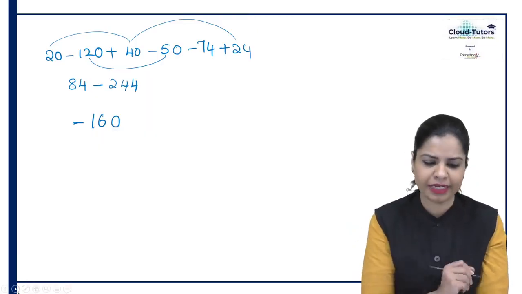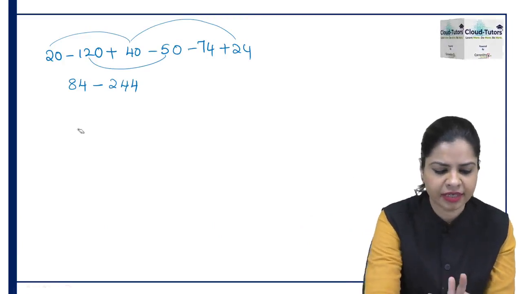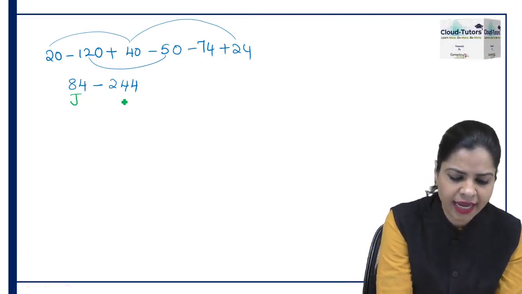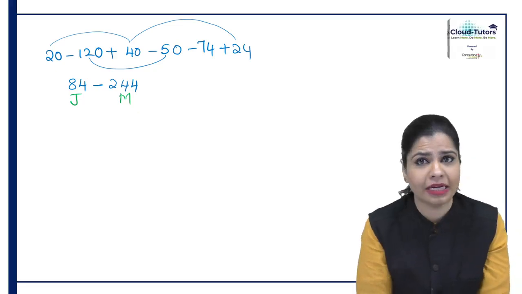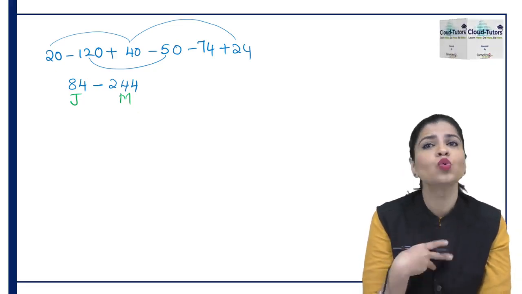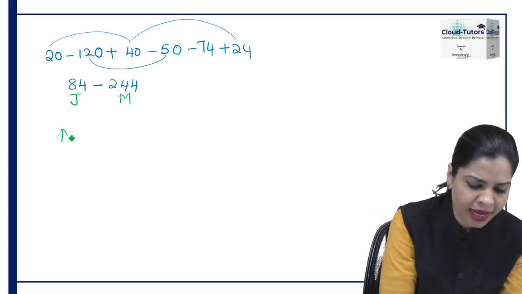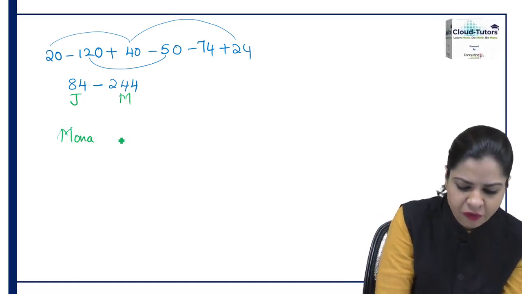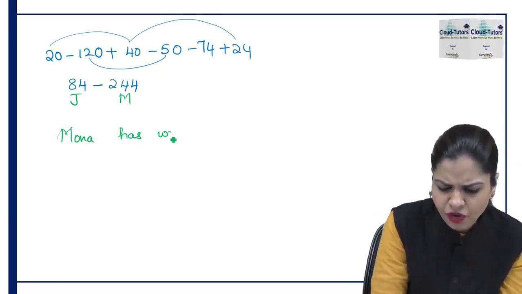But who is better? We are not interested in this, right? This is Jaya and this is Mona. Who is better? Whose timing is better? So who do you think has won? Mona has definitely won the race.